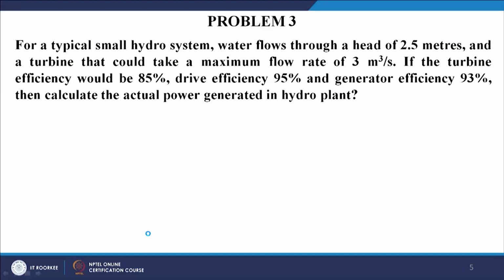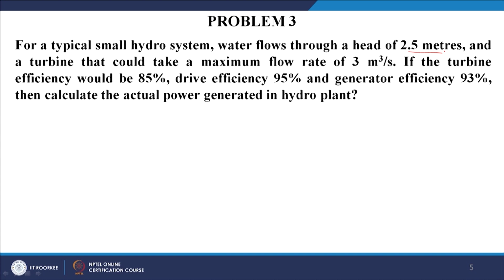Now, let us move to problem number 3. It says: for a typical small hydro system, water flows through a head of 2.5 meters and a turbine that could take a maximum flow rate of 3 meter cube per second. If the turbine efficiency is 85%, drive efficiency 95% and generator efficiency 93%, then calculate the actual power generated in the hydro plant.